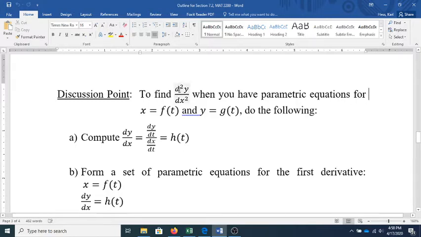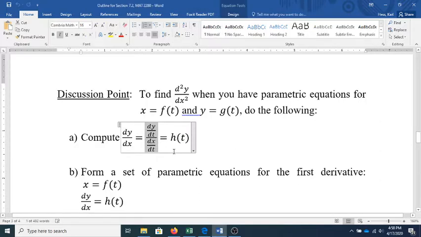To find the second derivative when you have parametric equations, let's say x equals f of t and y equals g of t. X and y, f, g, and h are used a little differently here than I use them in Desmos. Just follow me. To get dy/dx, you take dy/dt and divide by dx/dt. We'll call that h of t, just so we can say this is whatever it comes out to, some formula of t.